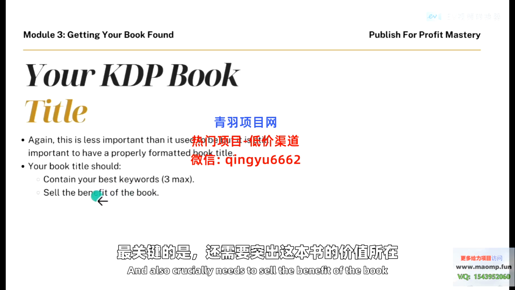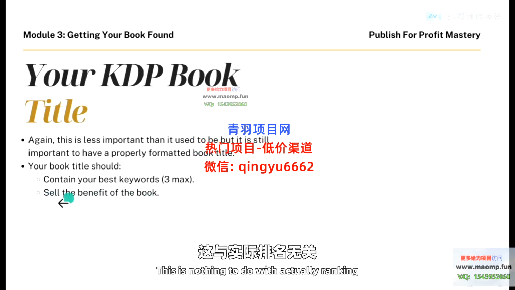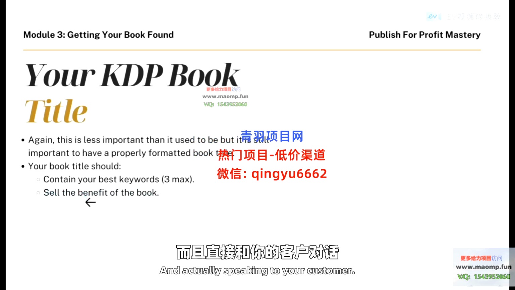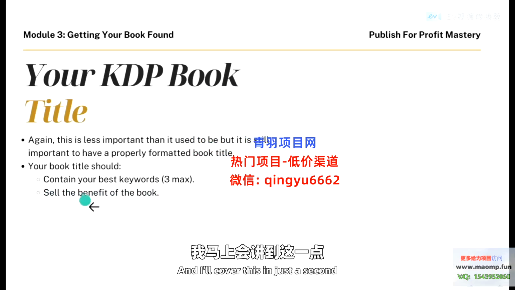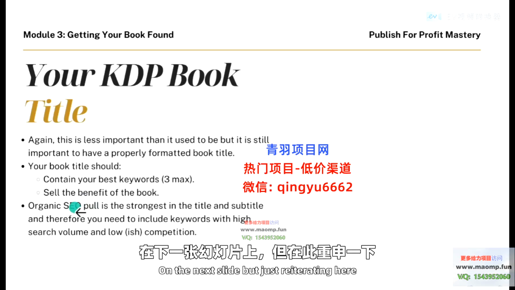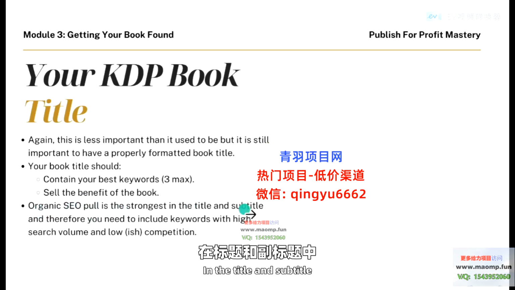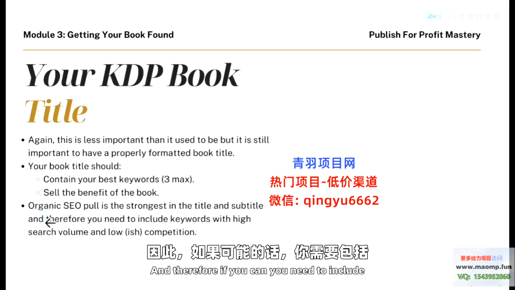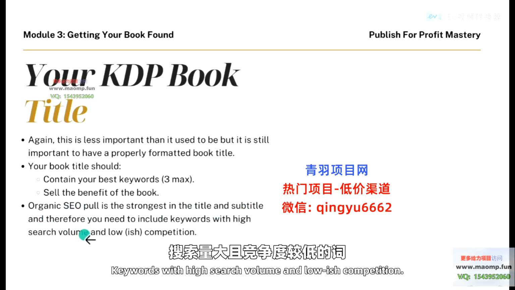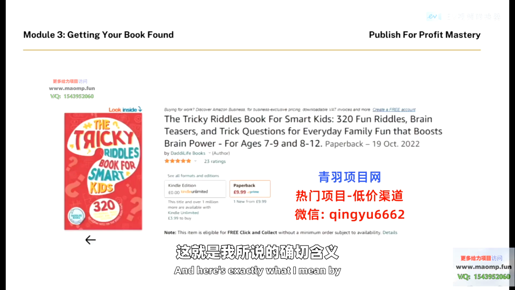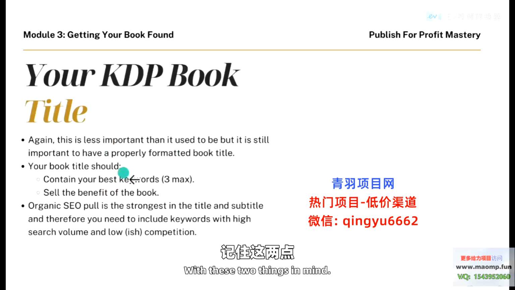And it also crucially needs to sell the benefit of the book. This is nothing to do with actually ranking. This is to do with converting and actually speaking to your customer. And I'll cover this in just a second on the next slide, but just reiterating here, organic SEO pull is the strongest in the title and subtitle. And therefore, if you can, you need to include keywords with high search volume and low-ish competition. And here's exactly what I mean by how to structure a book title with these 2 things in mind.